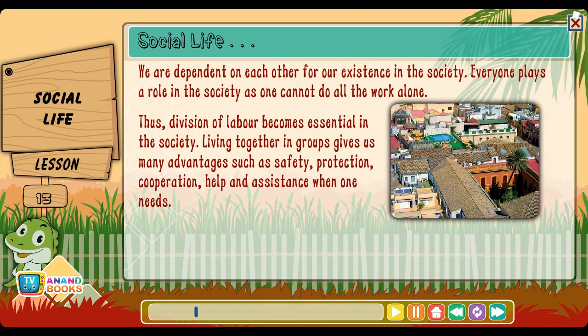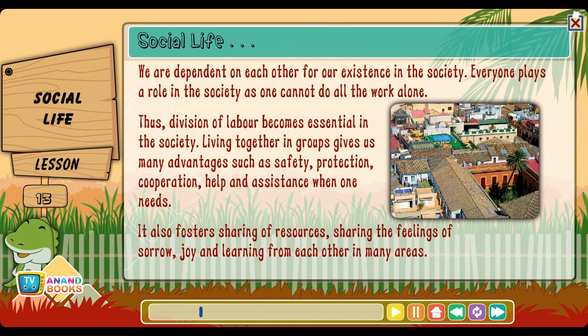Living together in groups gives us many advantages, such as safety, protection, cooperation, help and assistance when one needs. It also fosters sharing of resources, sharing the feelings of sorrow, joy, and learning from each other in many areas.